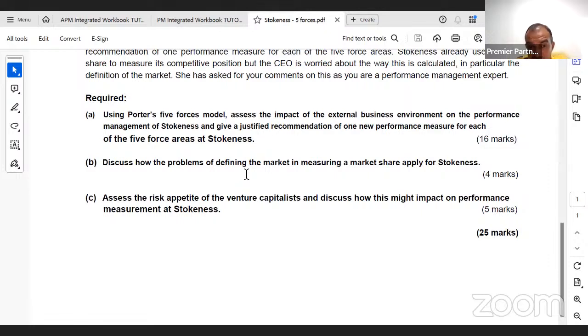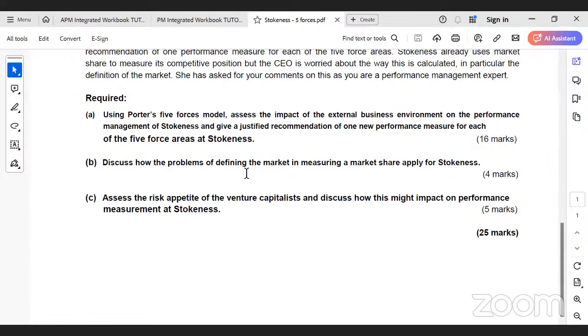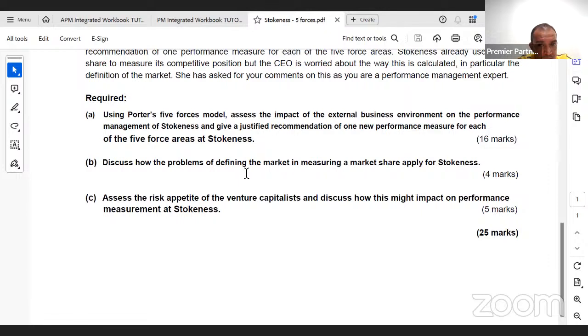Now, all 5 forces are mainly connected to the external environment. For example, let's say there are a lot of substitutes coming in. That means now the customer has a lot of choice. We also need to become very competitive. So we need to increase our investment. We need to become more creative. We need to innovate the product. We need to focus on efficiency when it comes to this battery or whatever. You understand?